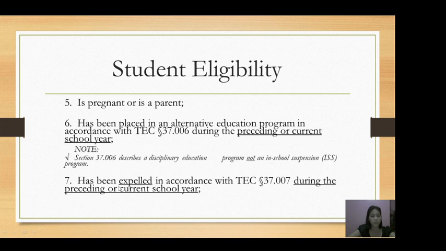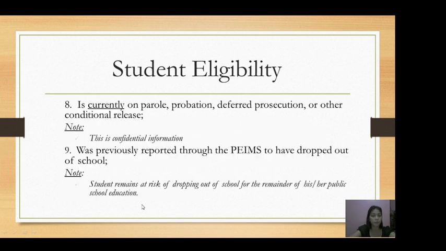Number 7, has been expelled in accordance with TEC section 37.007 during the preceding or the current school year. Number 8, is currently on parole, probation, deferred prosecution, or other conditional release. And we have here a note. This is confidential information. Then number 9, was previously reported through the PEIMS to have dropped out of school.